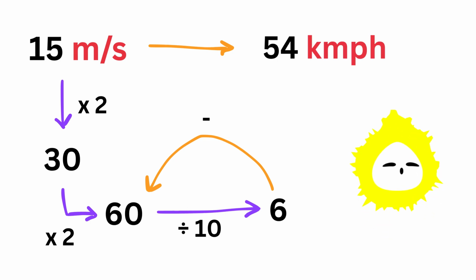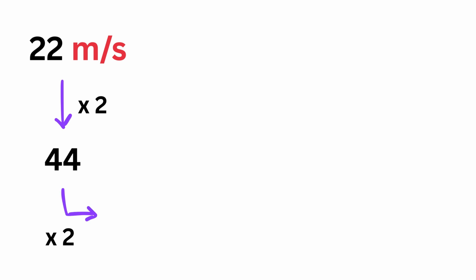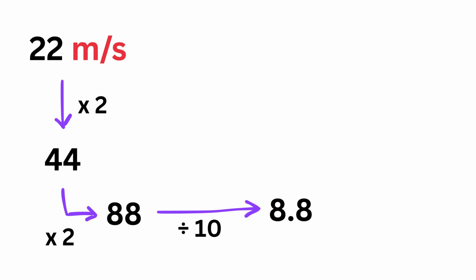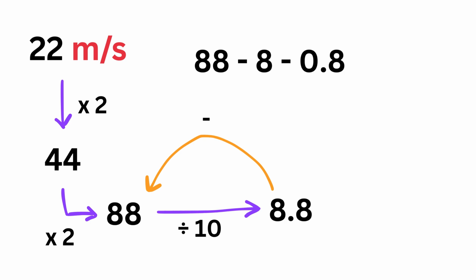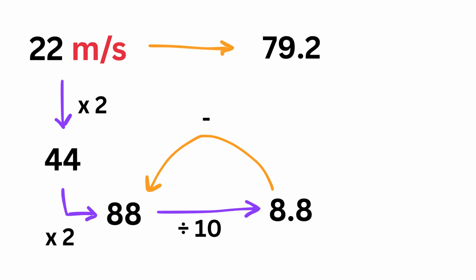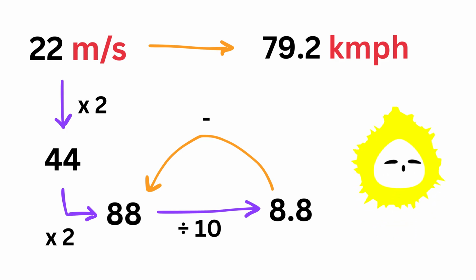That was lightning fast. Let us try with 22 meters per second. Step 1 is to double it, which gives 44. Then again, double it, which gives 88. Next, divide this number, or 88 by 10, which is 8.8, and subtract this from 88 to give us 88 minus 8 minus 0.8, which is 79.2. And that's our answer. We are on fire.